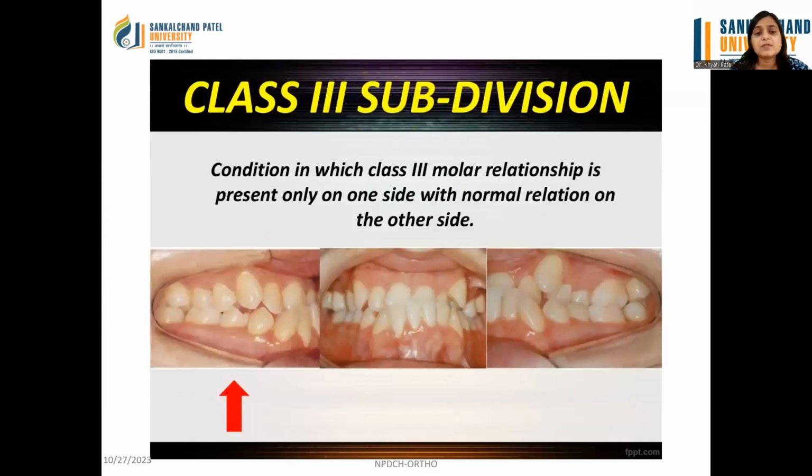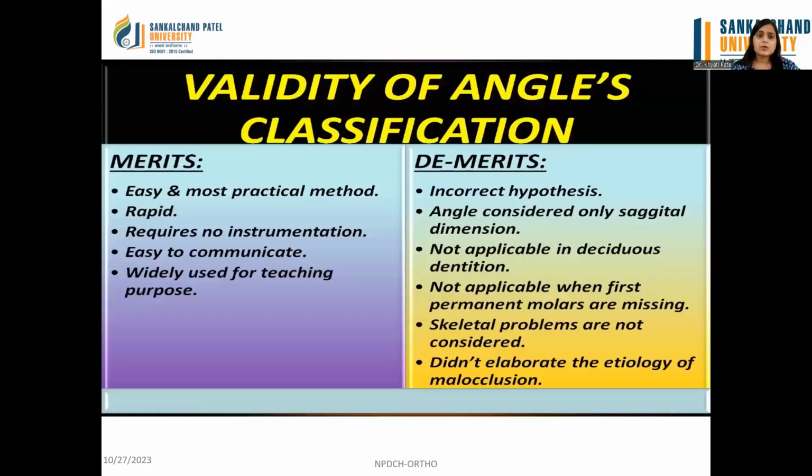Now, class 3 subdivision. It is a condition when on one side there is a class 3 molar relation and on the other side there is a normal class 1 molar relationship. Now, there are some advantages and disadvantages, or limitations, of this classification. The advantages are that it is very easy, rapid, requires no instrumentation, is easy to communicate, and is widely used worldwide.